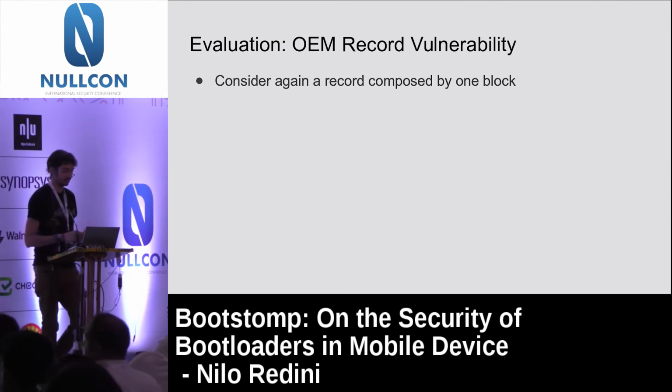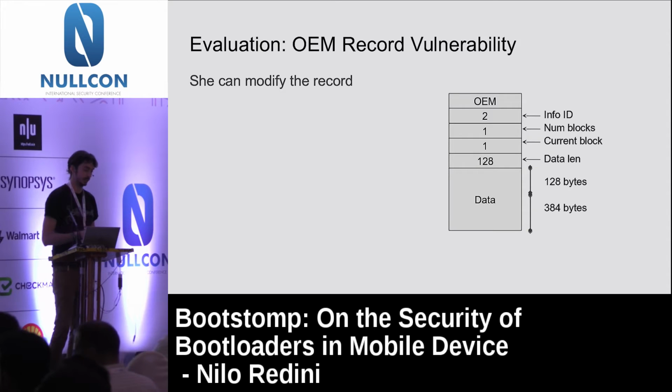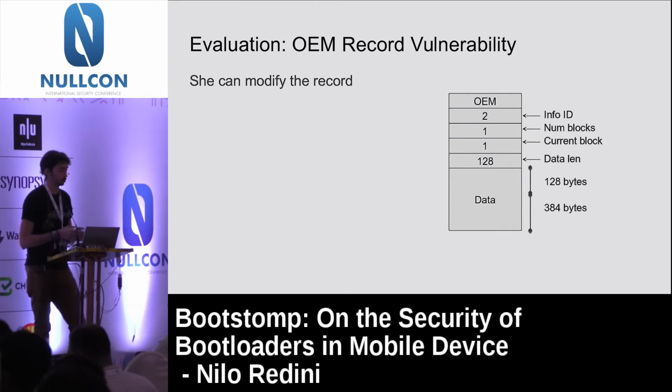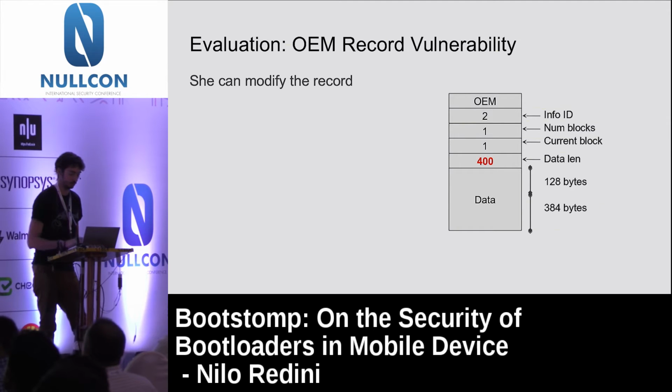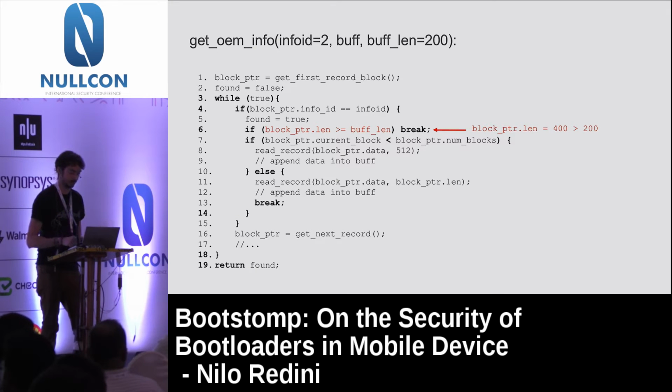Let's consider again, though, the very first example where a record is composed by only one block. And let's assume now that an attacker has control over persistent storage. What she can do is that she can change each field in the blocks as she pleases. For example, in order to try to trigger a buffer overflow, she can change the data len block from 128 to some value 400, right? Let's see what happens. Well, there are not going to be any problems because the condition checking the actual buffer length is going to be satisfied, so actually the function will break and nothing will happen.